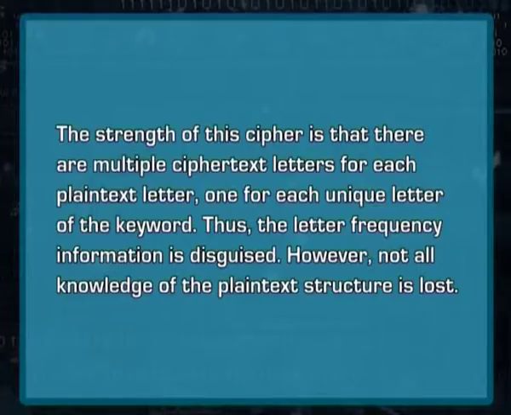Now, decryption is equally simple. The key letter again identifies the row. The position of the ciphertext letter in the row determines the column, and the plain text letter is at the top of the column. The strength of this cipher is that there are multiple ciphertext letters for each plain text letter, one for each unique letter of the keyword. Thus, the letter frequency information is disguised. However, not all knowledge of the plain text structure is lost.